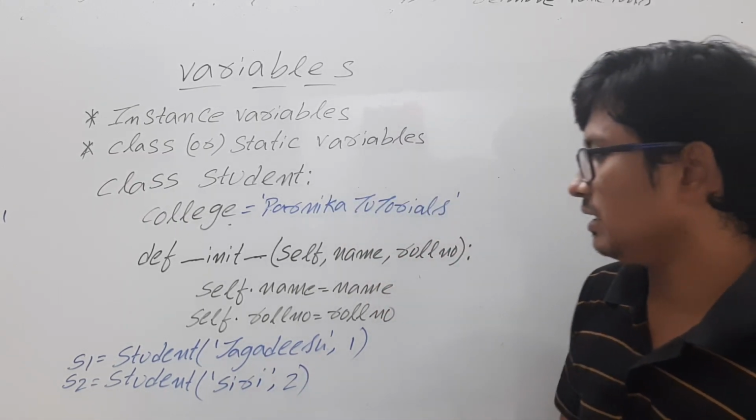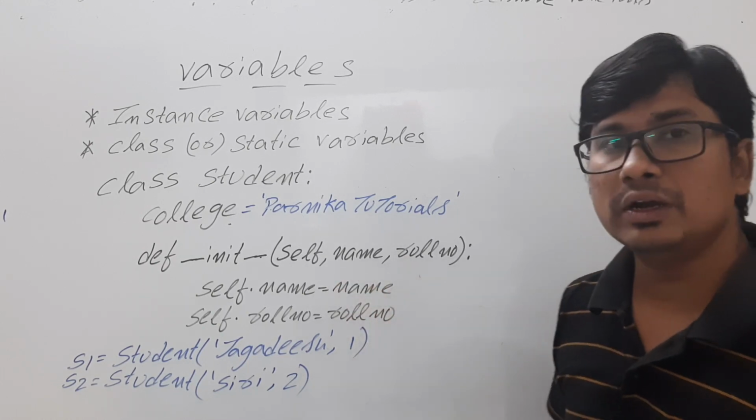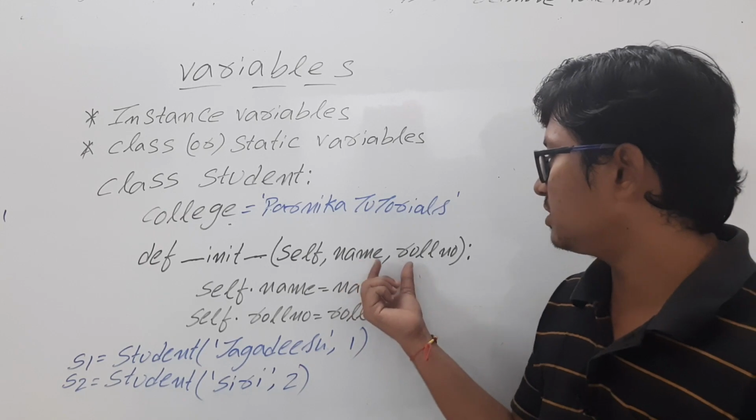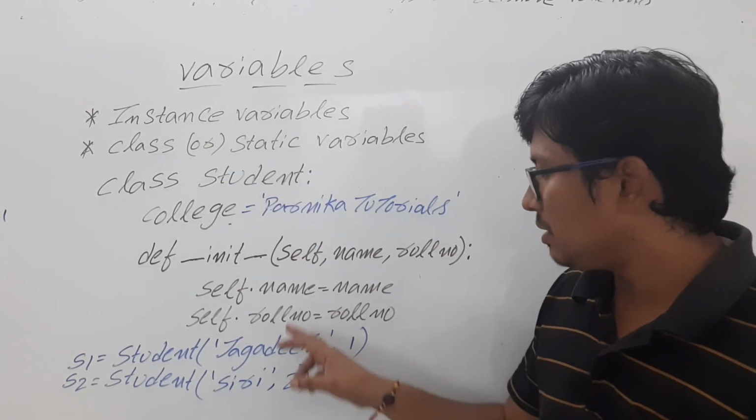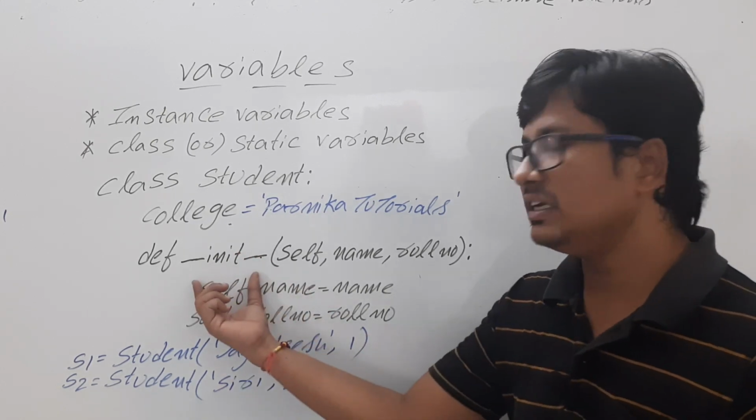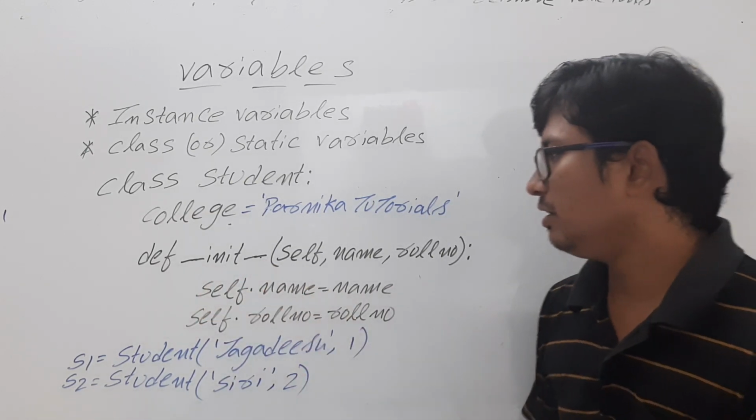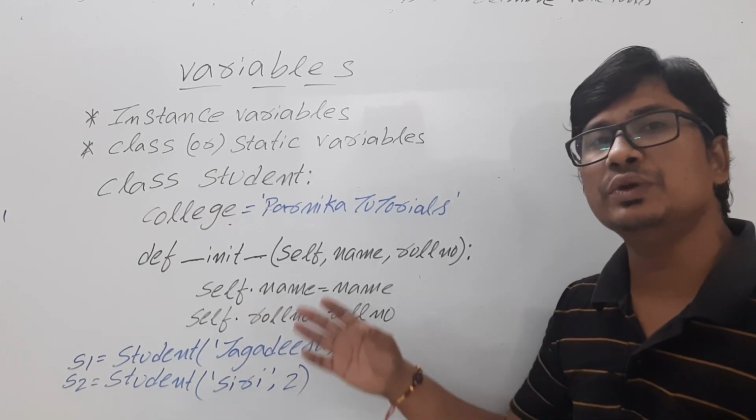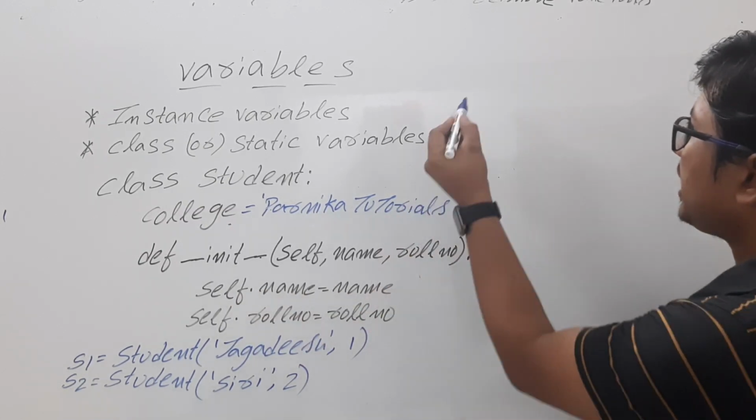So look here, S1 and S2 are the two objects. This name and roll number belong to these objects. So these kinds of variables, the name and roll number, we call instance variables because you are assigning the values inside a class method, which is the init method. Is it clear? Which is a constructor. In C++ and Java as well, it is used to initialize the object state.